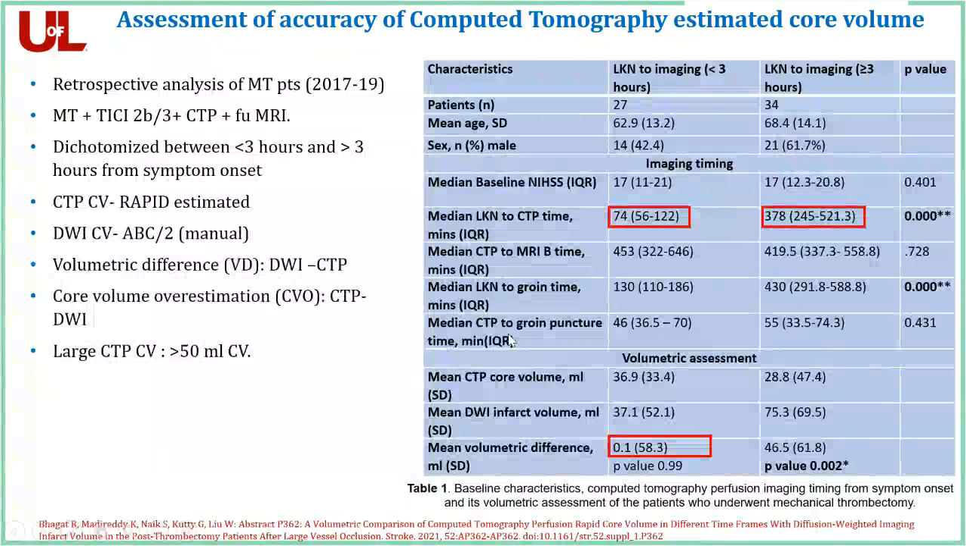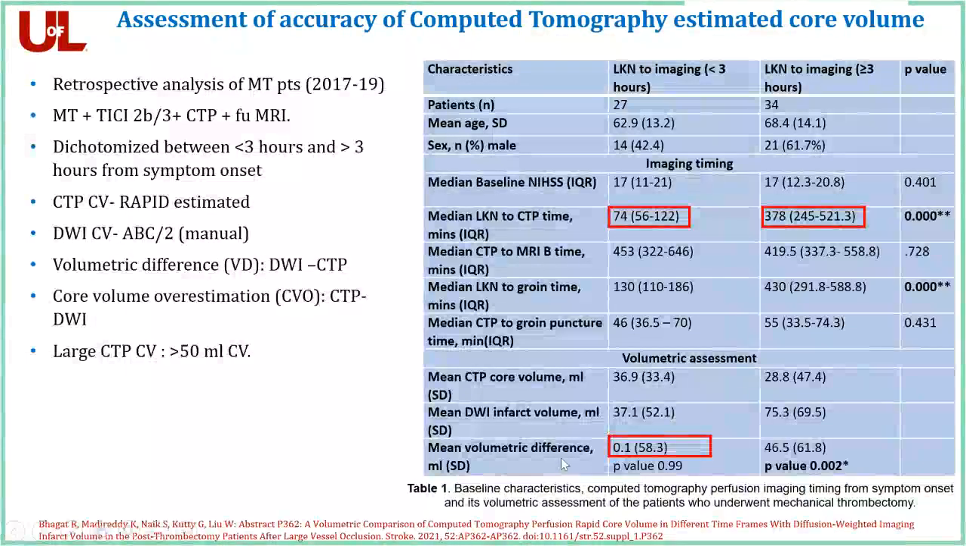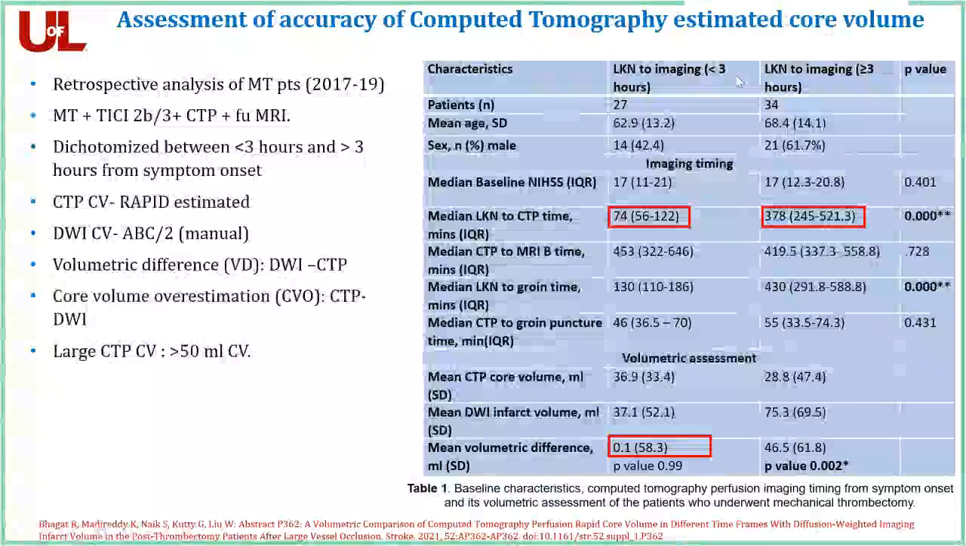Despite the similarity between these two groups in basic characteristics and timing, we can see the volumetric difference is only 0.1 in the group who got the CTP less than 3 hours. That means CTP overestimated the core volume. Almost 11 patients out of 27 had an overestimation of the core volume.